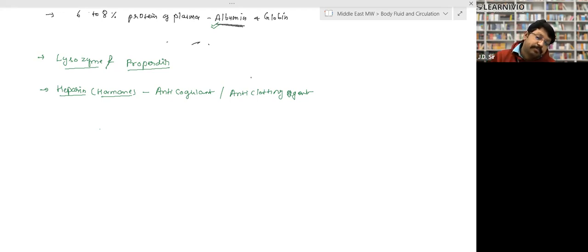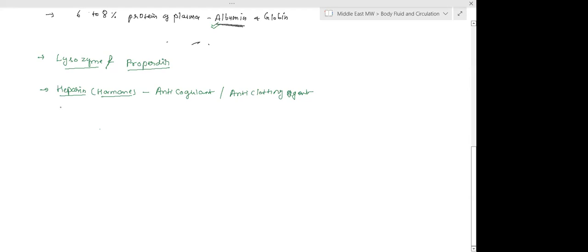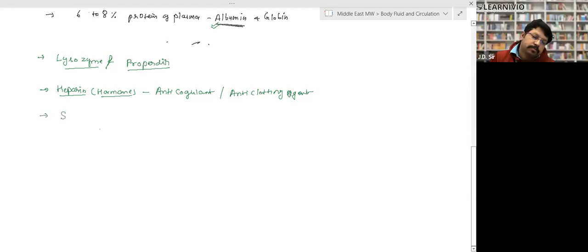What is blood serum? You must have heard about blood serum. When you remove this clotting factor from the blood plasma, that is called serum. So note it down: blood plasma without clotting factor is called blood serum.